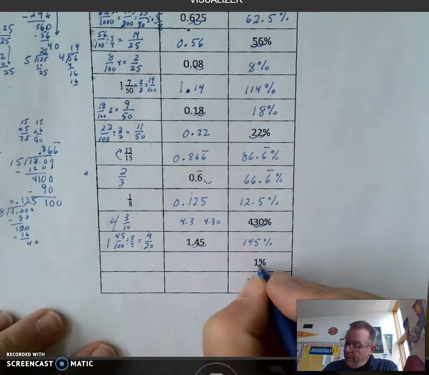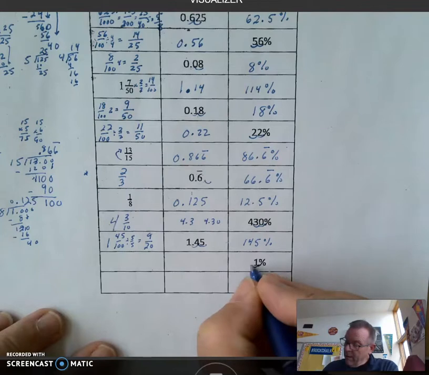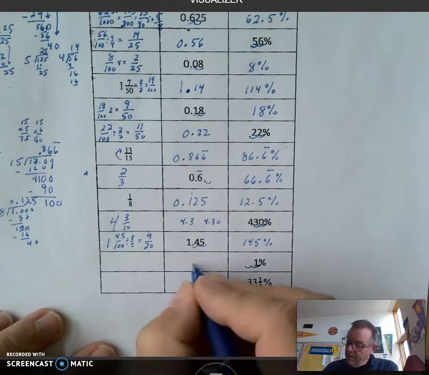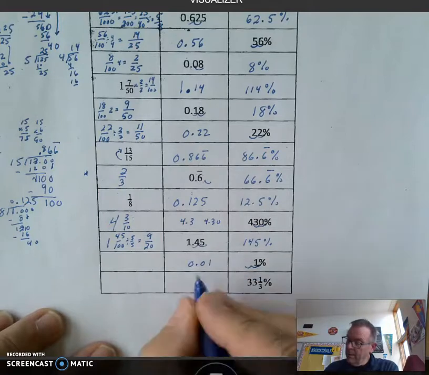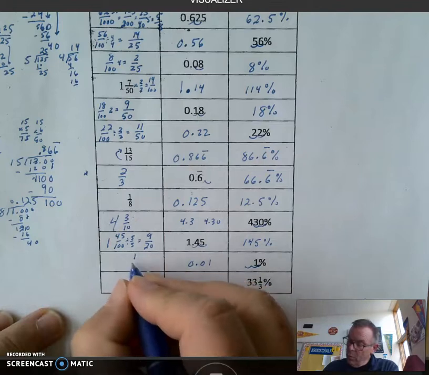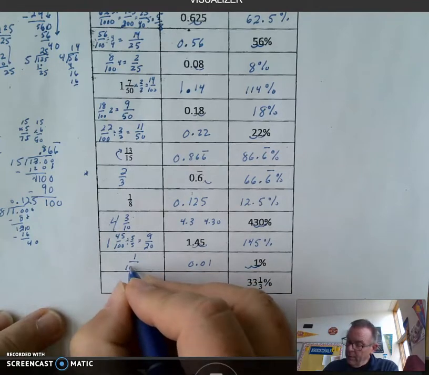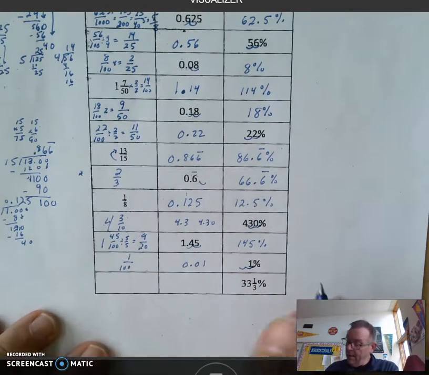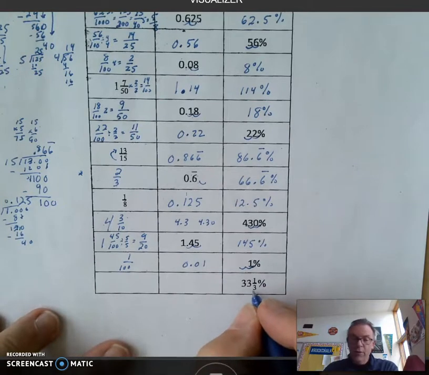1%, I put that invisible decimal on and I move it back 2. So that means this one will be 0.01. I can read that as 1/100th. So 1 over 100. And our last one, 33 1/3%.